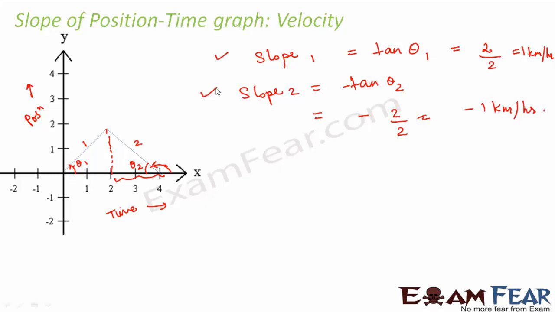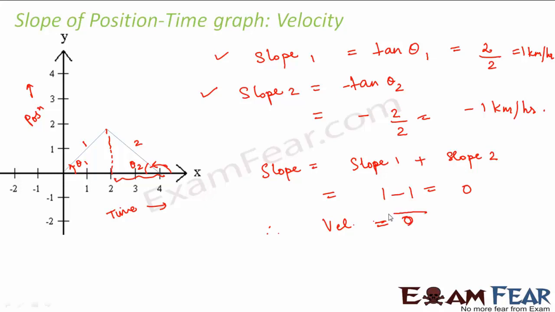So these are the two slopes. Therefore, what will be the net slope? The net slope will be equal to slope 1 plus slope 2, so that is equal to 1 minus 1, which is equal to 0. Therefore, the velocity is equal to 0 in this case. Now, why does the velocity become 0 in this case?